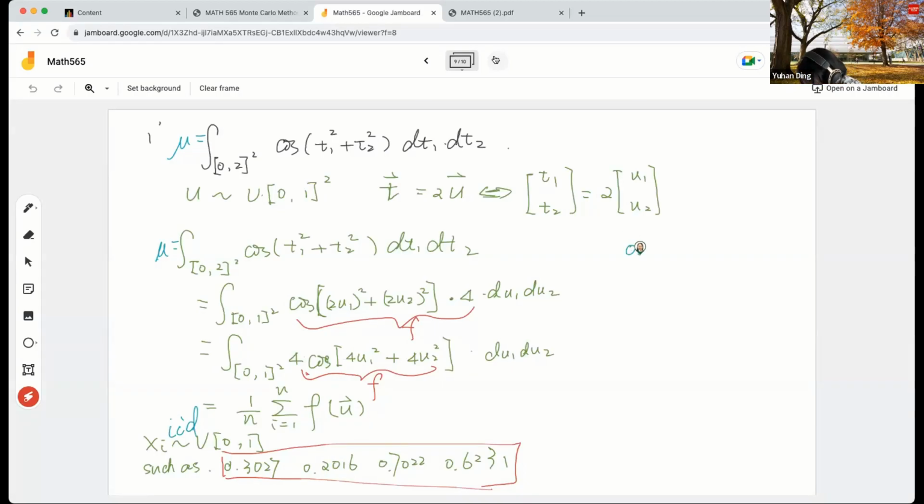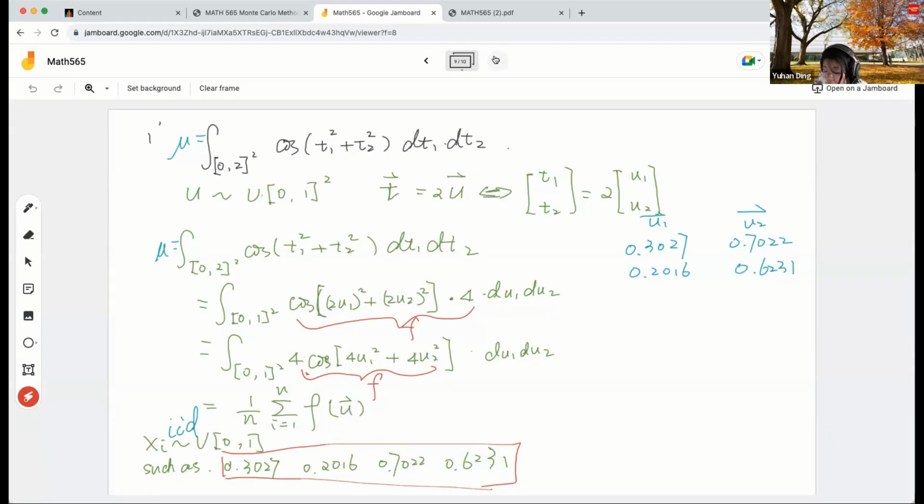So 0.3027, 0.2016. This is like u1, the vector. And then we have another one, and this is 0.7022, 0.2631. Then we can just plug it inside.